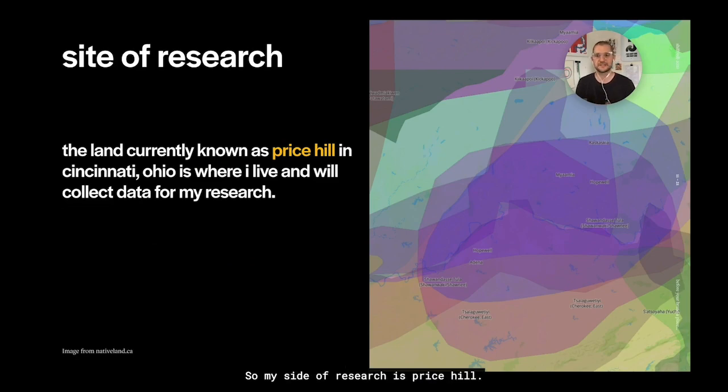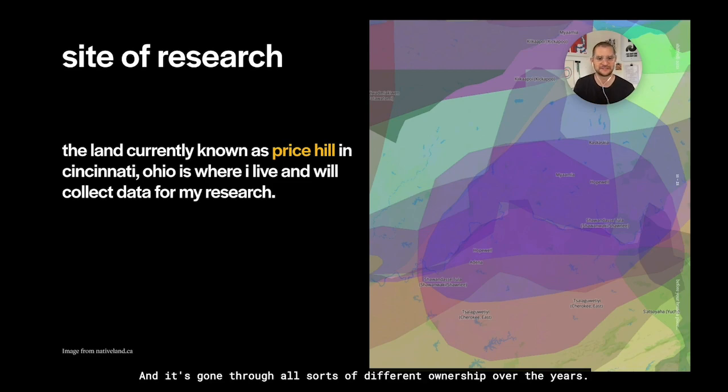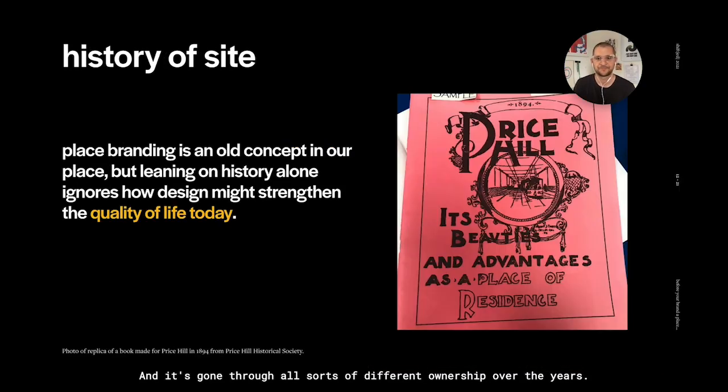So my site of research is Price Hill, the land currently known as Price Hill, which was formerly the land of the Shawnee, the Osage, the Hopewell, and the Miami. It used to be called Boldface Hill in the name of Chief Boldface, and it's gone through all sorts of different ownership over the years. There's been all sorts of branding already in this site.